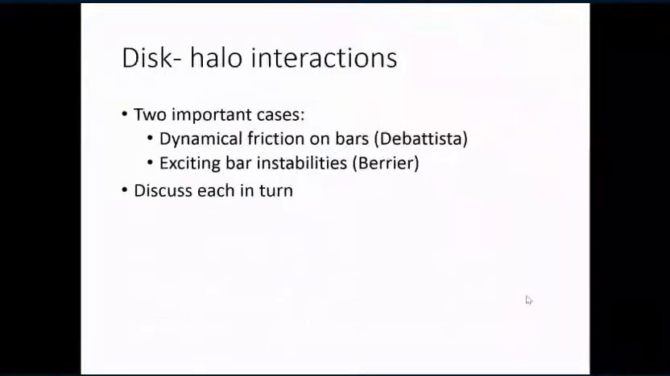Okay. So I'm going to finish up with just two other aspects of galaxy evolution, and that's disk halo interactions. Victor de Battista, who will speak to you later, was a student of mine many years ago, and his thesis was on dynamical friction on bars, and I don't think he's going to talk about that, so I'll say a little bit about his thesis work. And then another paper that I wrote with Berrier just a couple of years ago.